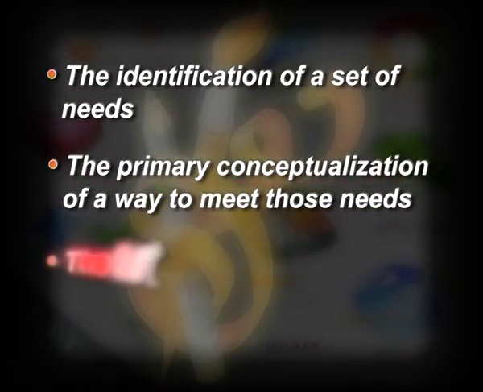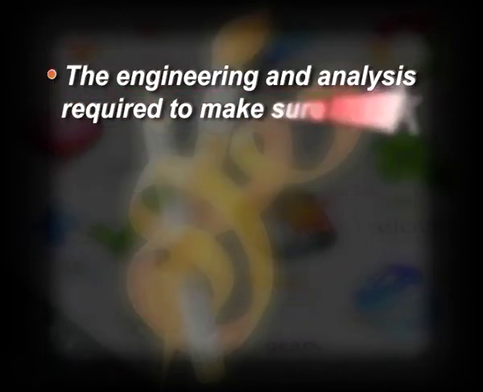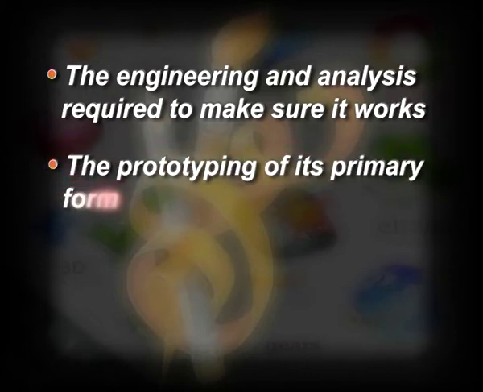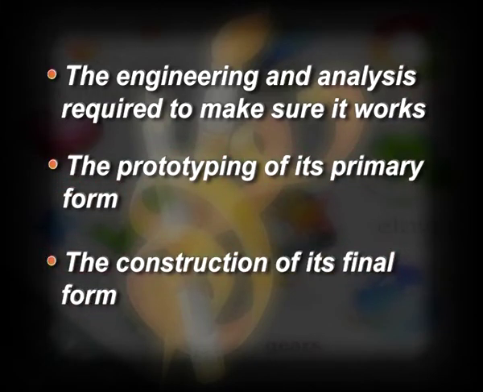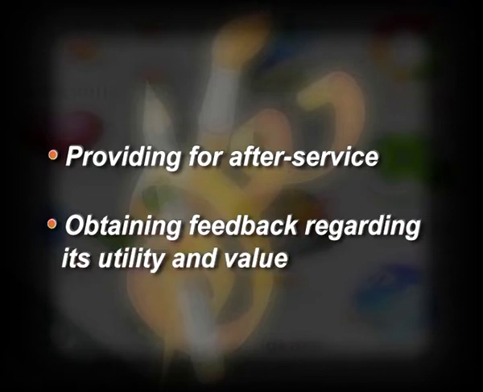Depending on what is being designed, this process can include the identification of a set of needs, the primary conceptualization of a way to meet those needs, the further development of that primary concept, the engineering and analysis required to make sure it works, the prototyping of its primary form, the construction of its final form, the implementation of various quality control measures, selling its value to the consumer, its delivery to the consumer, providing for after service, and obtaining the feedback regarding its utility and value. Each of these steps add to the generation of form and is thus part of the design process.